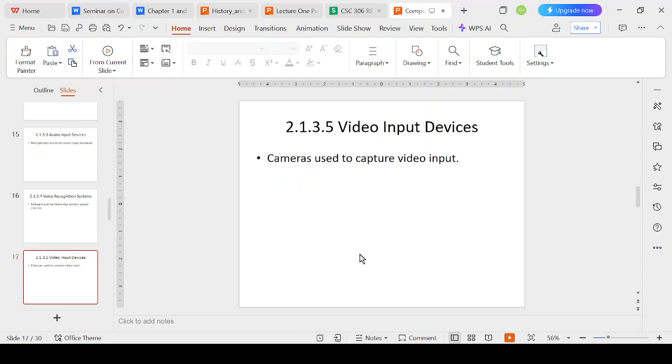Video input device, camera. Cameras are used to capture video input. There are all types of input devices. Electronic cameras, these are digital cameras used for capturing images. We also have another type of hardware, output hardware. We have input devices and output devices.